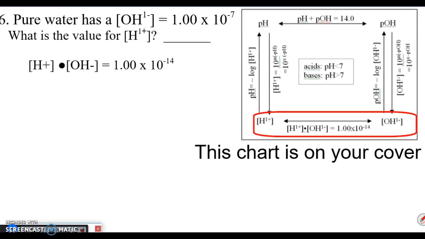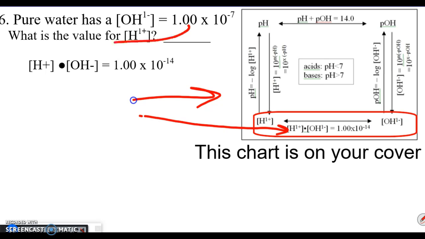So number 6, pure water has a hydroxide ion concentration of 1 times 10 to the negative 7th. What's the value of the hydrogen ion concentration? On the front cover of your unit pack, you have this chart that's right there. And we're going to be using this formula that's right there. So this is a bit of algebra. The hydroxide ion concentration we know is that number right there. We know this number, and we're solving for that number.